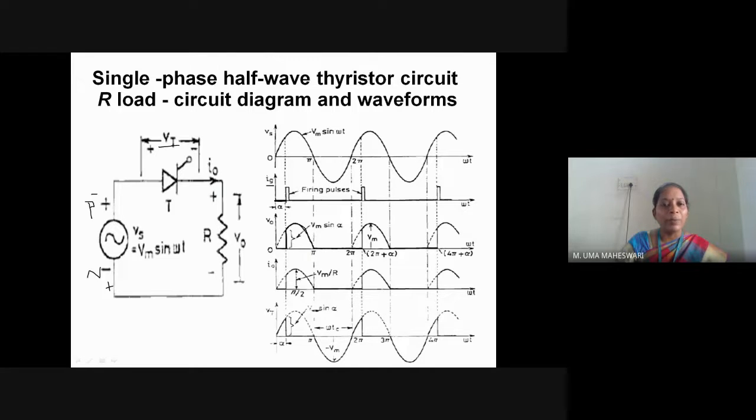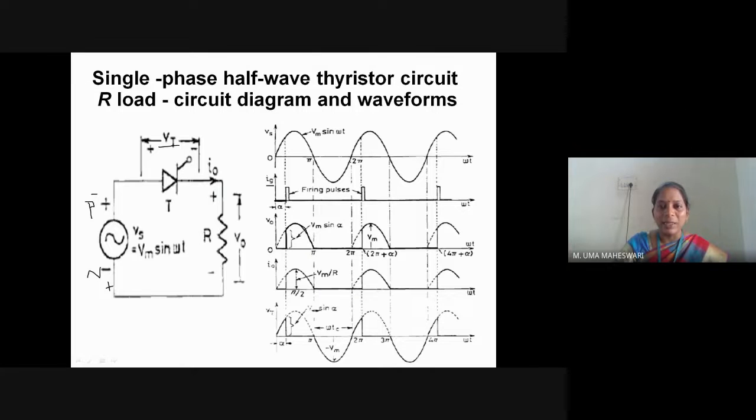So this way of commutation of the thyristor by the natural reversal of the supply voltage waveform is known as line commutation. Thus the thyristor is turned off by line commutation at instant pi, and the output voltage across the load is 0. Once the thyristor is reverse biased, it acts as an open switch. So there is no power flow from the source to the load because it is an open switch here, and the output voltage is 0 from instant pi to 2 pi. Here you can see that the output current is also 0 from pi to 2 pi.